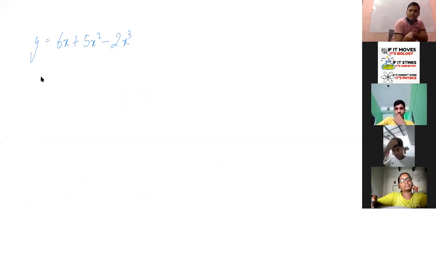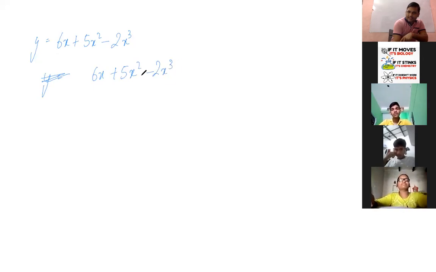So what you can write here: y is equal to the integration of, you need to just write it like this, 6x plus 5x squared minus 2x cubed in brackets, dx. You will put the integration sign, and then open the bracket.